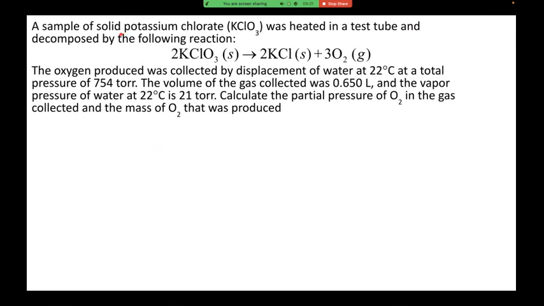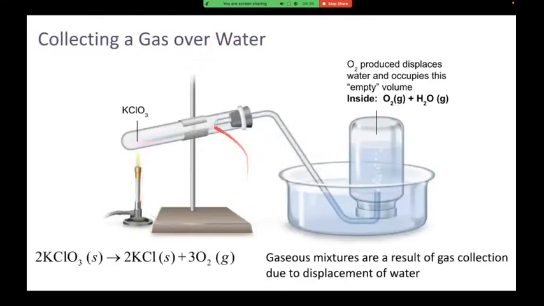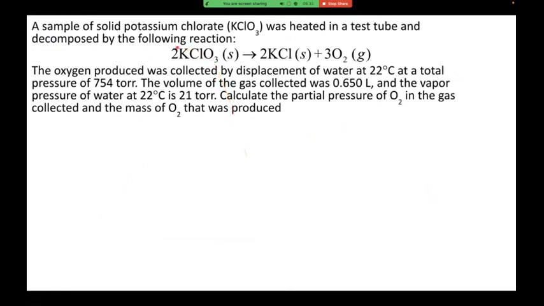A sample of solid potassium chlorate, KClO3, was heated in a test tube and decomposed by the following reaction. That's exactly what we just saw right over here. So 2 KClO3 decomposes to form KCl and oxygen gas. The oxygen produced was collected by displacement of water. That's our first key, displacement of water at 22 degrees Celsius at a total pressure of 754 torr.